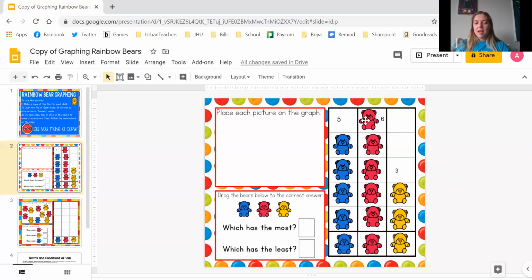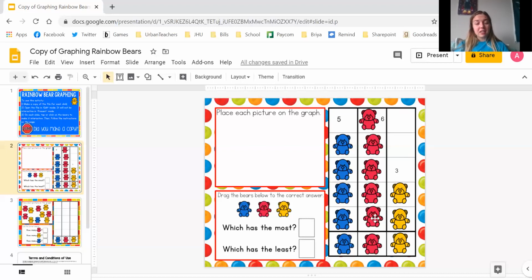6. And how many blue bears do we have? 5. And how many yellow bears? 3. Which column of bears, which tower of bears is the biggest? How many bears does it take to make the biggest tower?